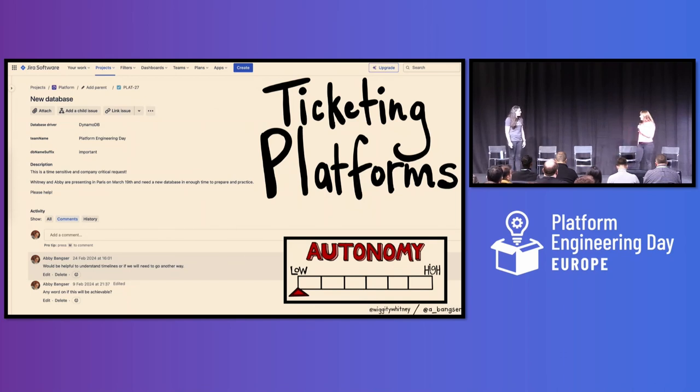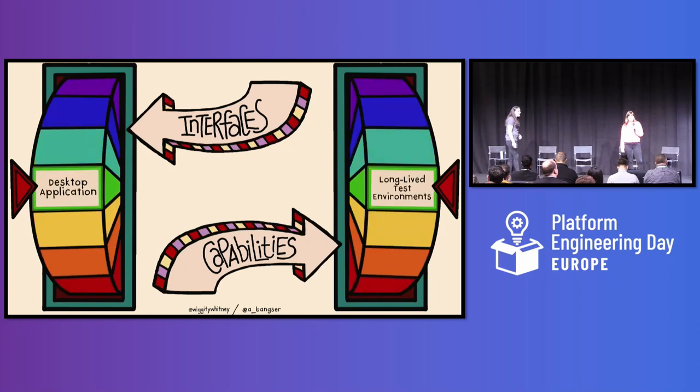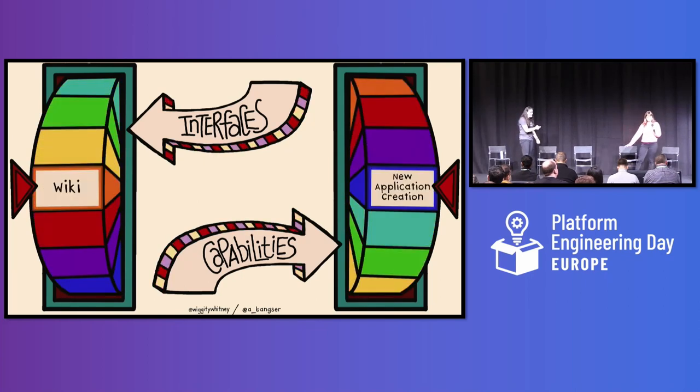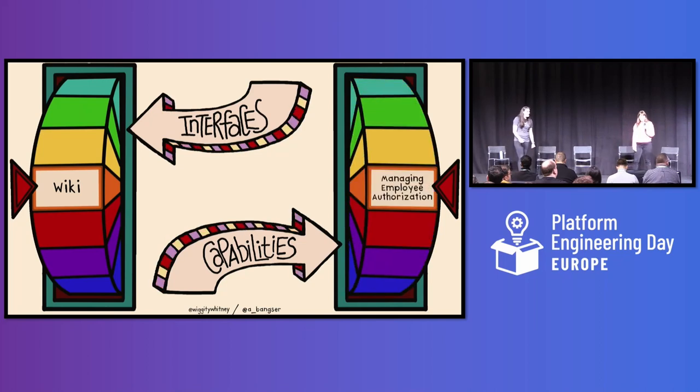So let's spin the wheel again. Starting to see this spinning wheel is useful. All right, let's see what we get this time around. So for our interface, we have a wiki. A wiki. And what are we going to get? We're going to get managing authorization.